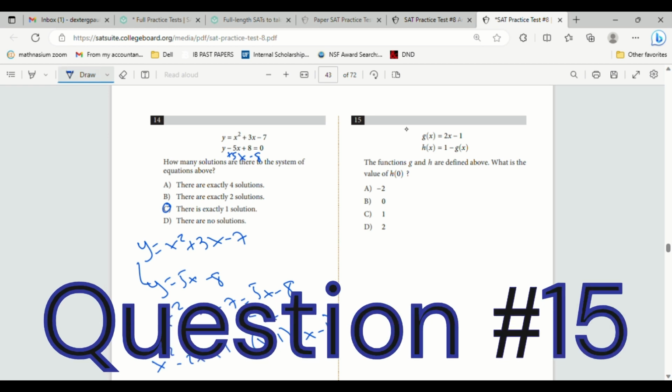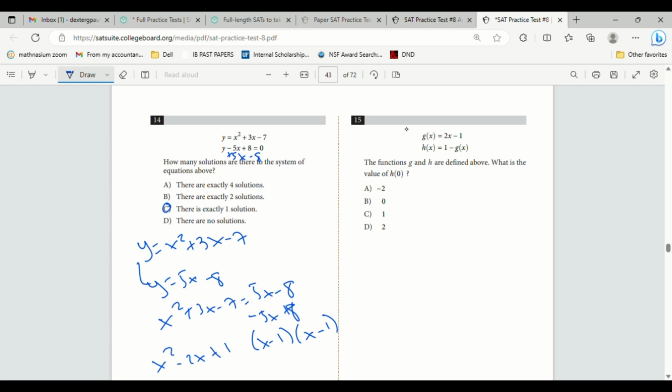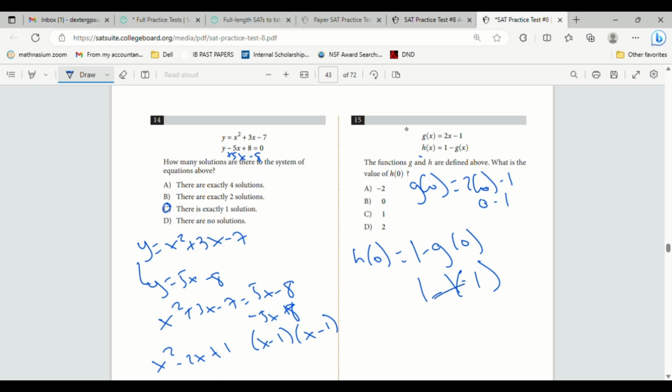What is the value of h of 0? So we plug in 0 into our h function. The h of 0 equals 1 minus g of 0. And what's g of 0? Well, g of 0 equals 2 times 0 minus 1, which is 0 minus 1, or negative 1. So 1 minus negative 1, remember, if it's minus a negative, we add, so it's 2. It's 1 plus 1.